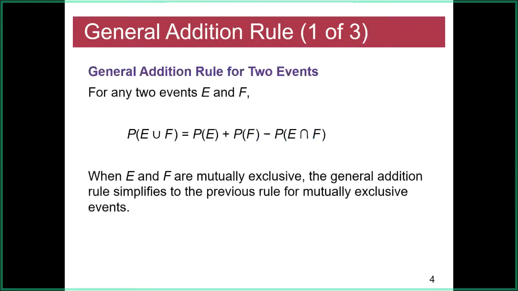The addition rule. Now, we looked at the addition rule for mutually exclusive events, which assumed the two events could not occur together. Here, what if they're not mutually exclusive? Well, then the probability of E or F is the probability of E plus the probability of F, but then we have to subtract out the probability they both occurred together. Because remember that Venn diagram, we've counted this overlap here twice, so we have to subtract it back out.